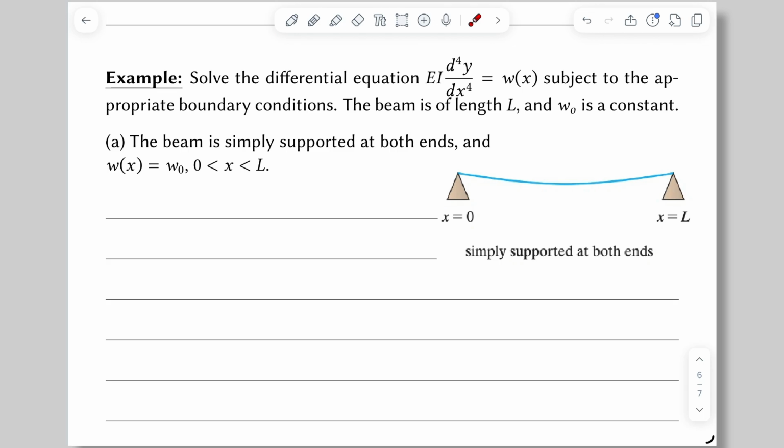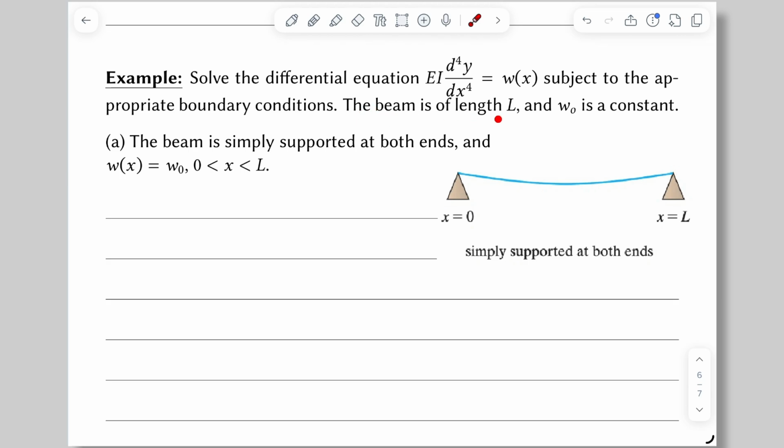In our previous lesson, we saw that the differential equation that describes a sagging beam, sagging under its own weight, is E times I times the fourth derivative of y with respect to x equals W of x, where W of x is the weight per unit length of the beam. And now we're going to solve the differential equation. What we'll find is the deflection curve, that is, the equation whose graph is actually a picture of the beam.